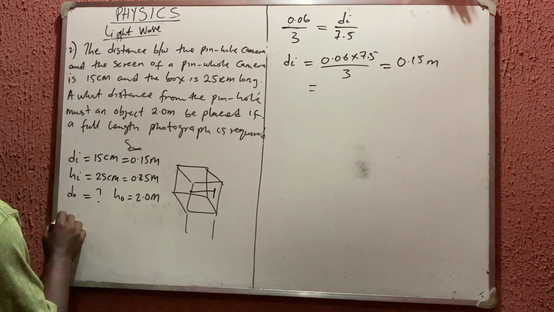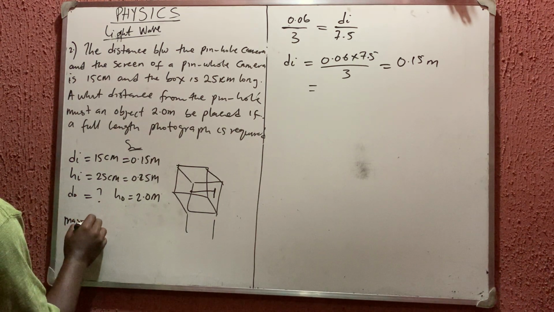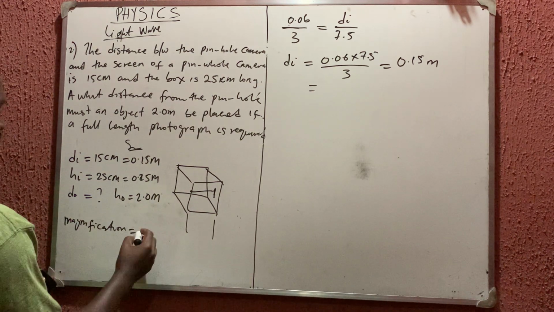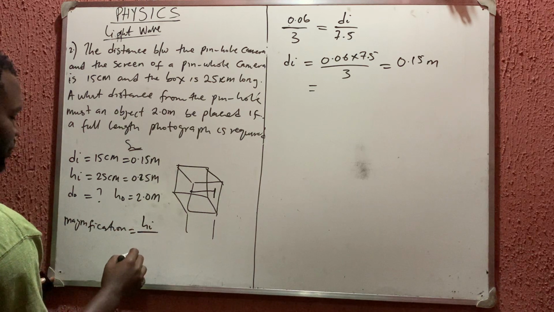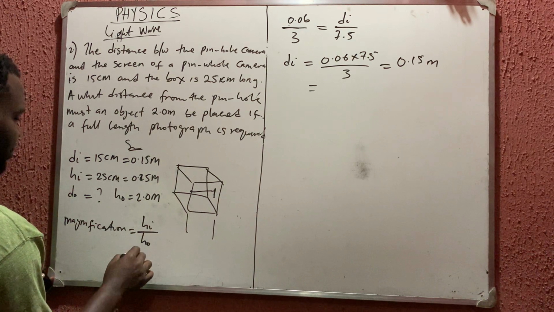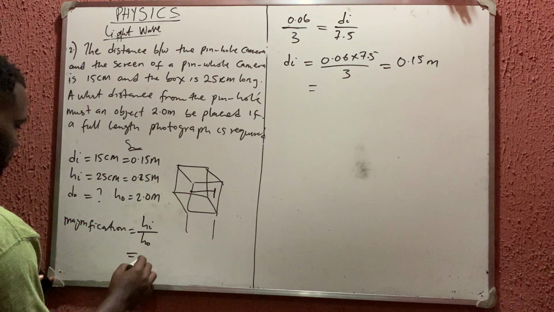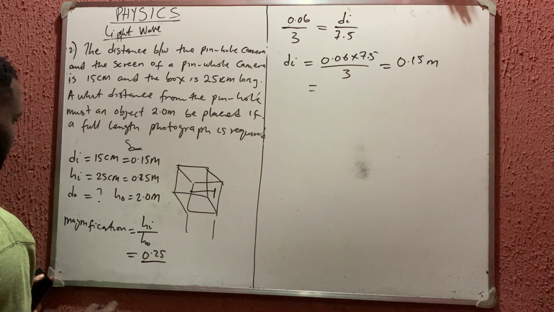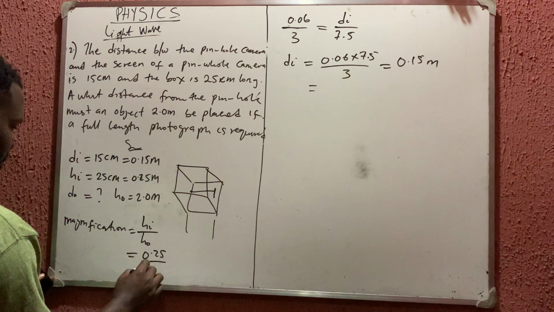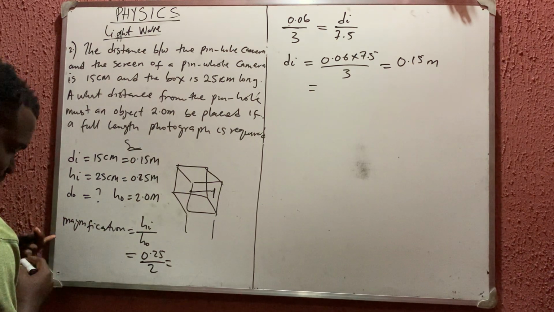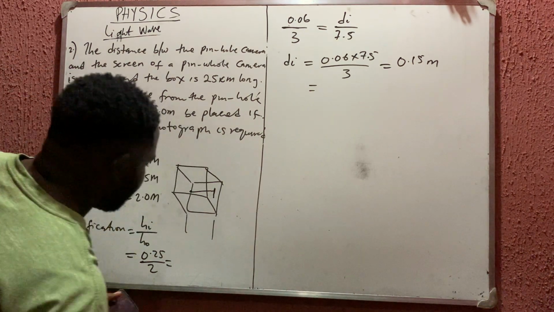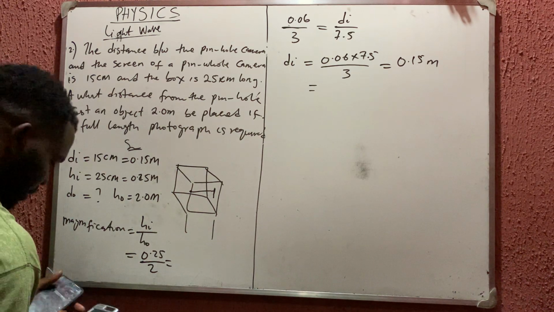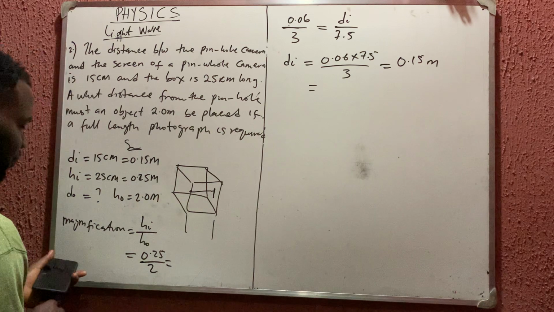To get the magnification, don't forget that the image must come first. The magnification is the image height over the object height. The height of my image is 0.25 divided by the height of the object, which is 2. So 0.25 divided by 2 gives 0.125.